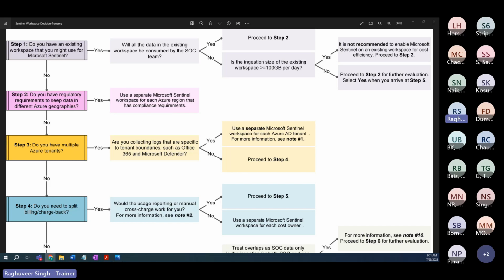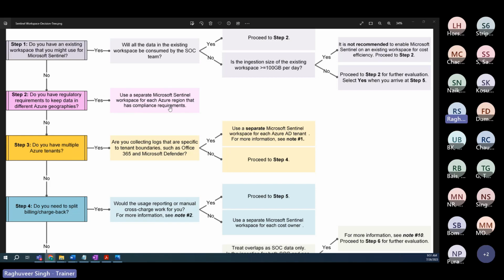So the same question: do I have any regulatory requirement that forces me to keep data in different Azure geographies? Yes, I have a regulatory requirement. Then I will use a separate Microsoft Sentinel workspace for each Azure region that has compliance requirements. So I'll keep a separate workspace.